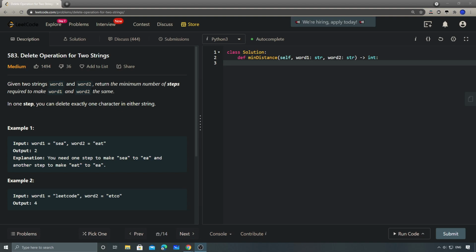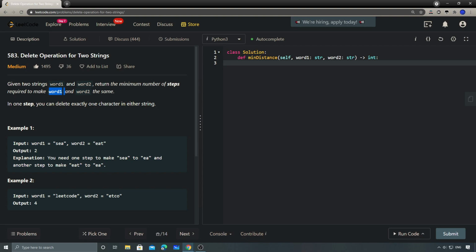So today, daily challenge problem, right? Number 583, delete operation for two strings. Okay, so you're given two strings, word one and word two, and you need to return the minimum number of steps required to make word one and word two the same. And how can we make them the same? The only option we can do here is by deleting some characters.